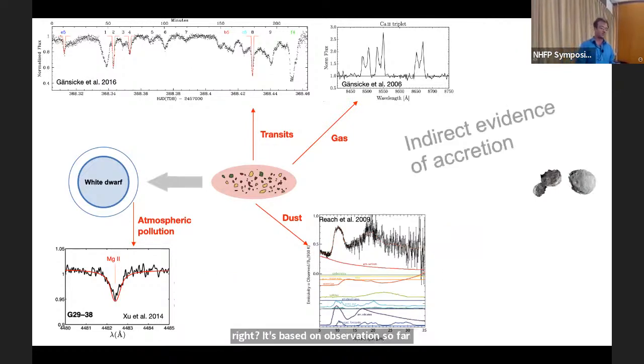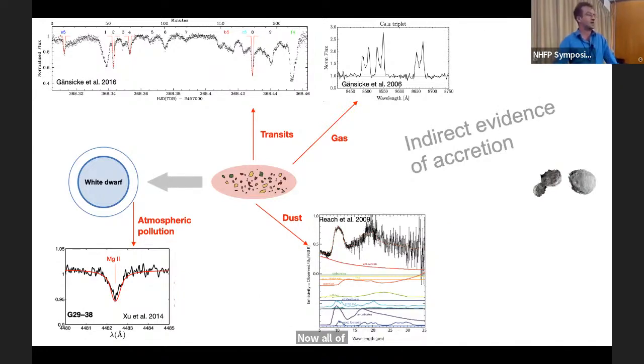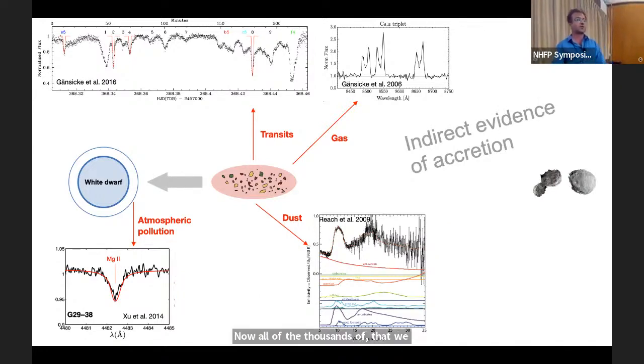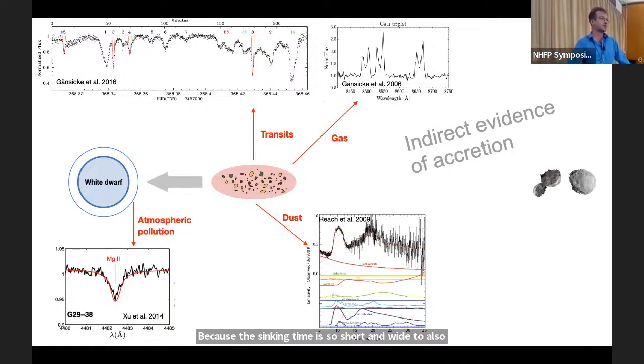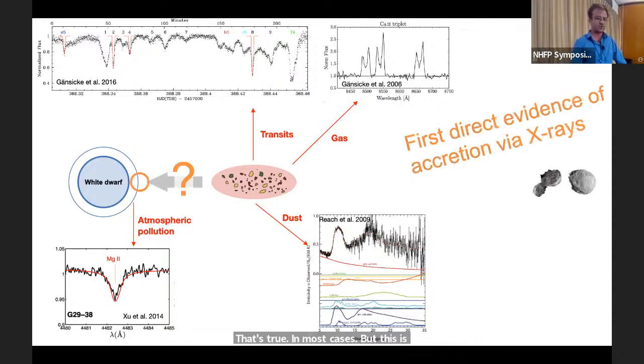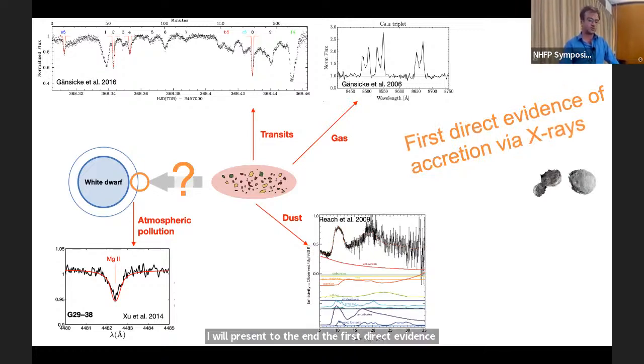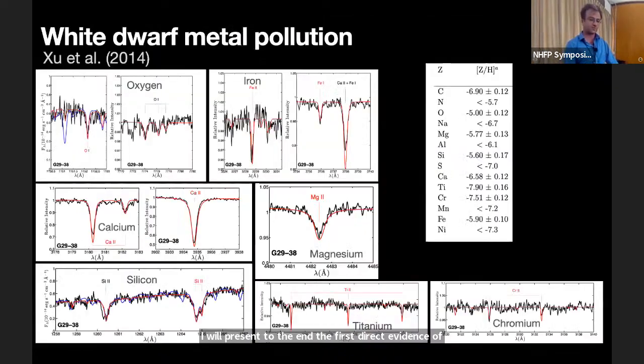Now, all of the thousands of metal-polluted white dwarfs that we have now provide indirect evidence of ongoing accretion. Because the sinking time is so short in white dwarfs, we think if the metals are there, then they must be constantly replenished. That's true in most cases. But this is indirect evidence of accretion. I will present at the end the first direct evidence of ongoing accretion, which we achieved using the Chandra X-ray Observatory. That's all celebrating.